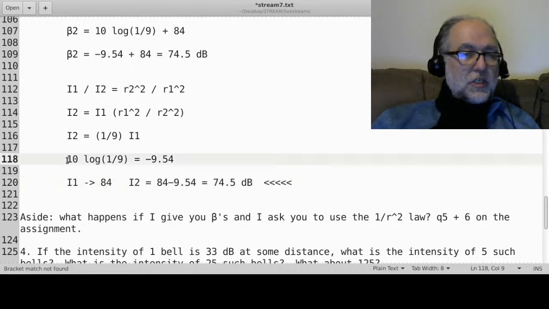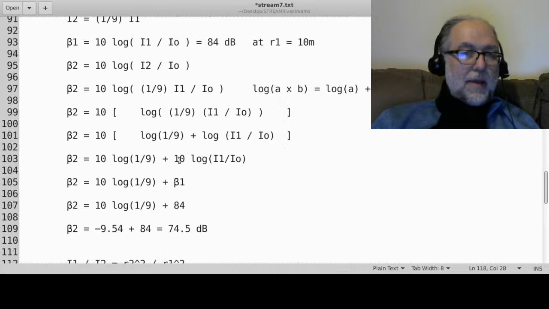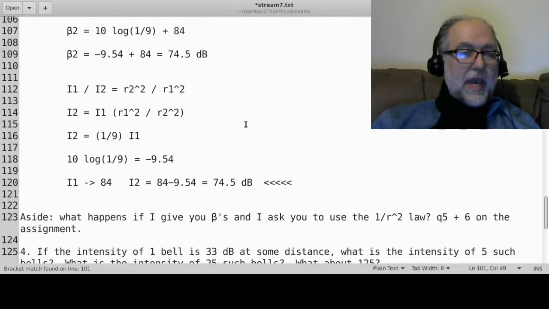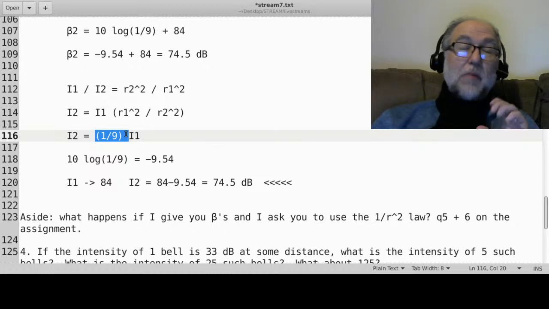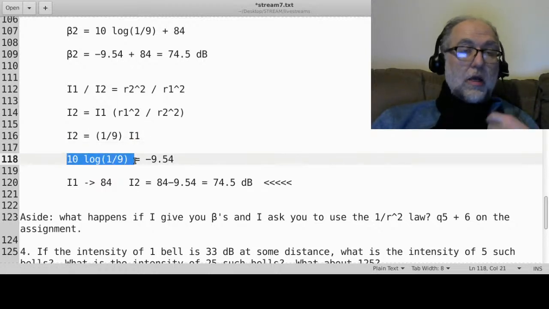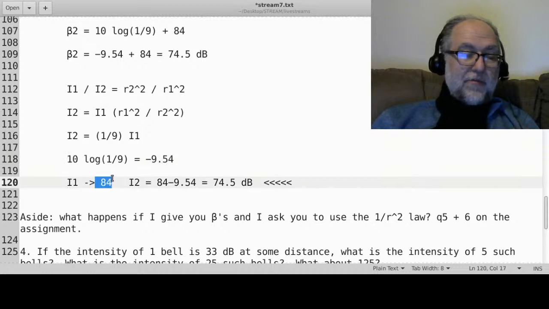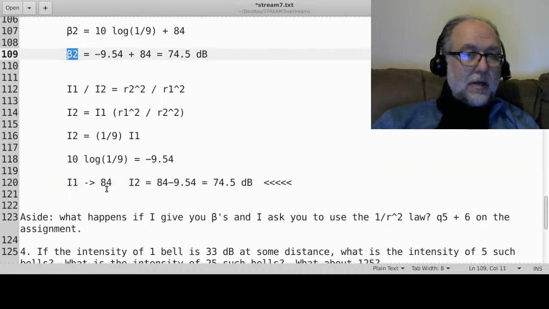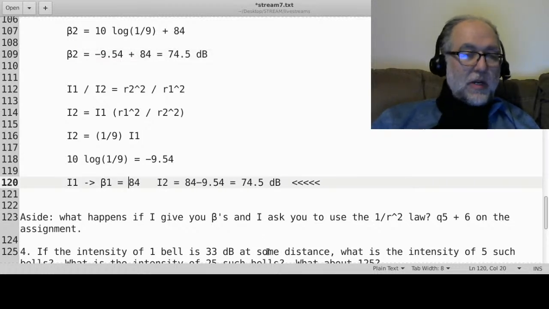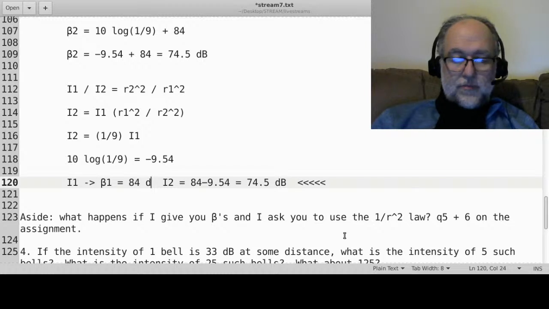And again, you go, well, what did you just do right here? Just remember, I implicitly made use of this property of the log, where I broke it up. So you can't add the 1/9 to it, or multiply by 1/9. But what you can do is add 10 log of 1/9 to the 84. So the I1 gave a beta 1 equal to 84 decibels, like that.